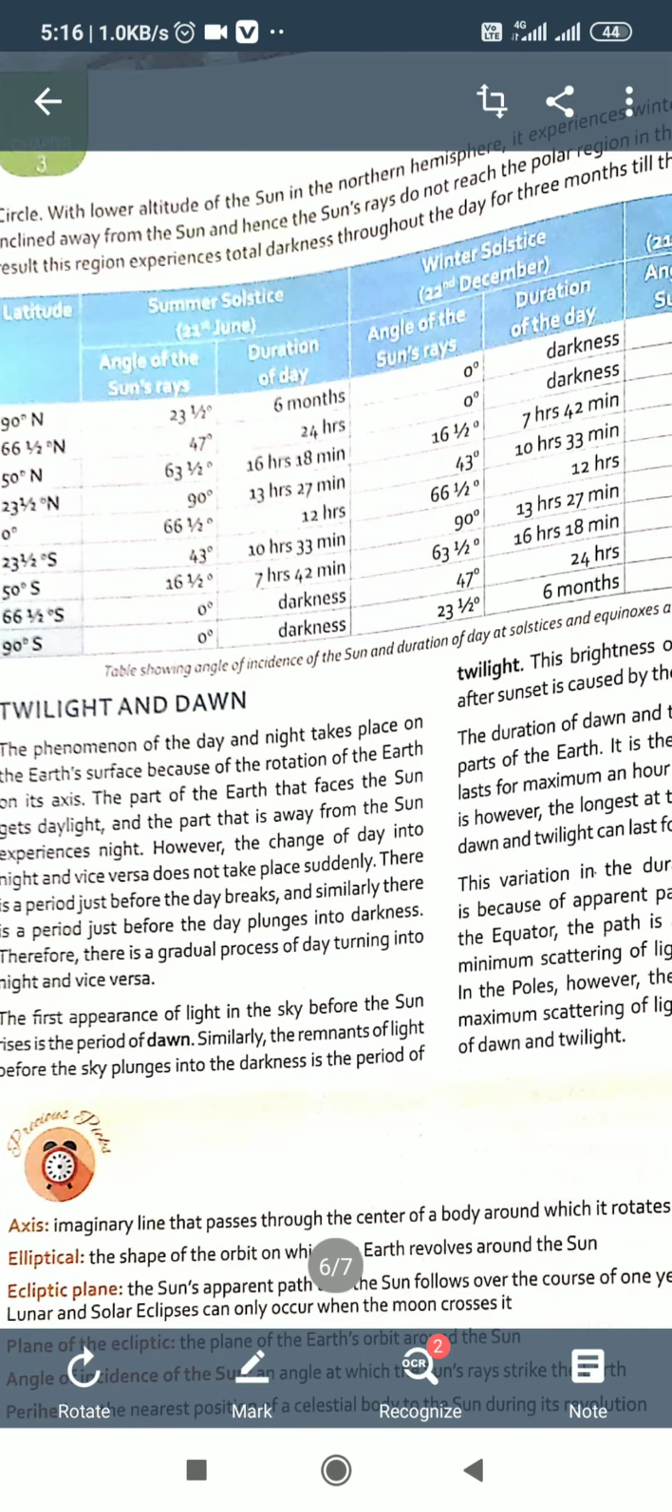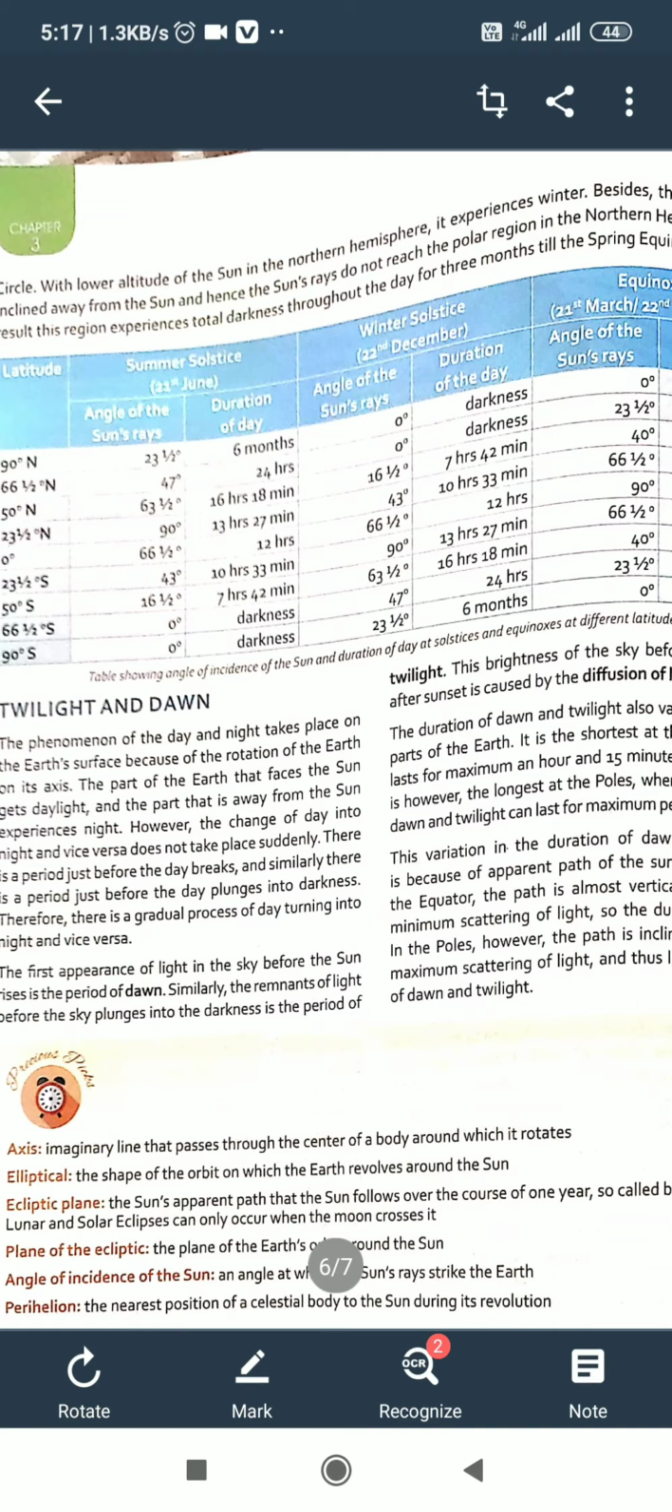Now I am going to tell you, student, about latitude. At 90 degree latitude, summer solstice. It happens on 21st June. Angle of the sun rays 23 degree 30 minutes. Duration of the day, 6 months. Again, same, 66 degree 30 minute north. Angle of sun rays 47 degree and duration is 24 hours.